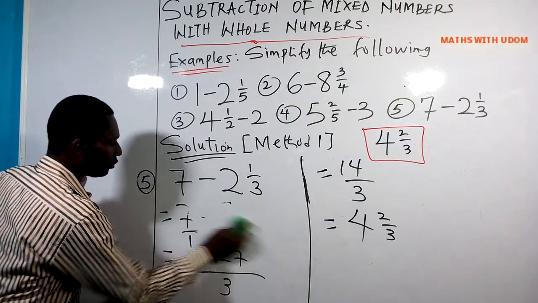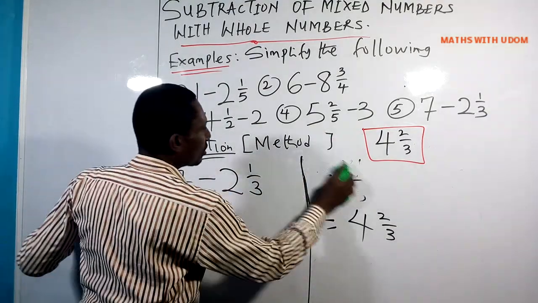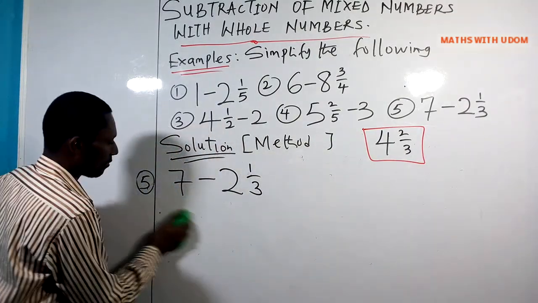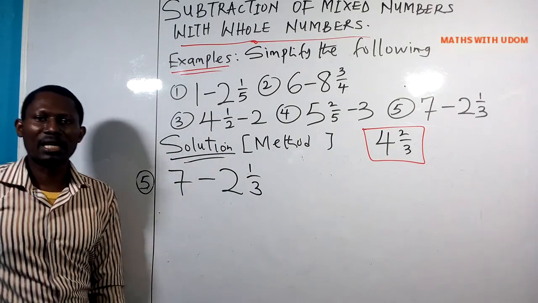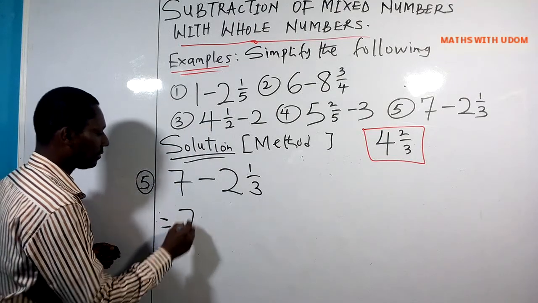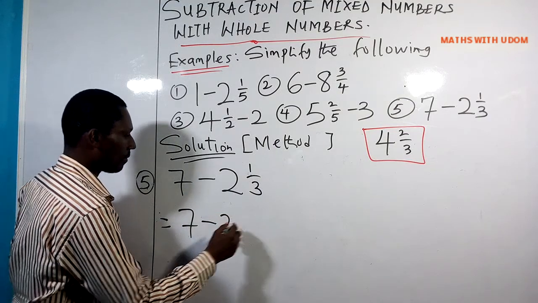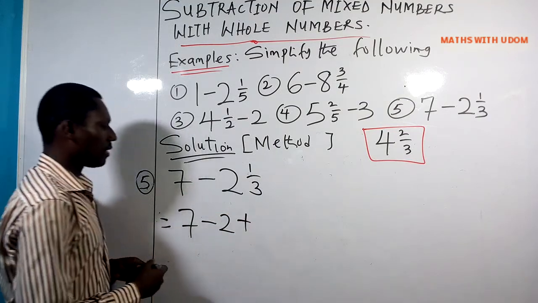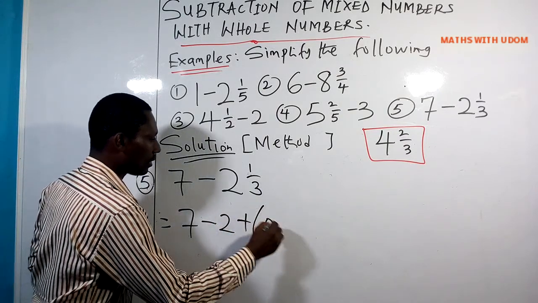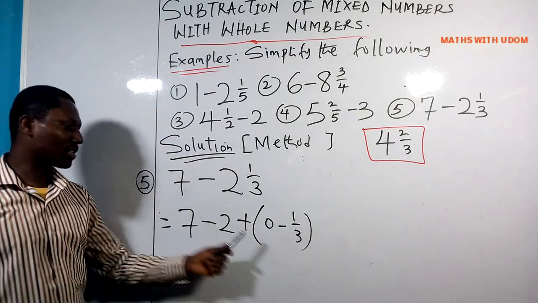Then let's move to method 2. In method 2, we are going to be subtracting fractional parts from fractional parts, and whole parts from whole parts. So what is our whole part here? 7, take away 2, plus, of course, there's nothing here, so we have open bracket 0 take away 1 over 3, because 7 has no fractional part. That's why I'm putting 0 here.